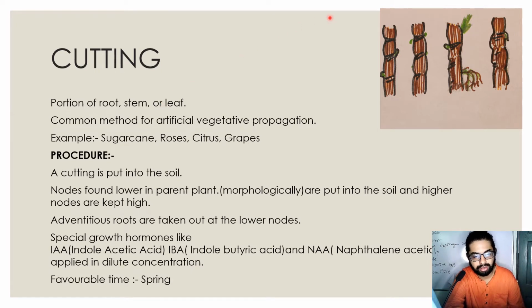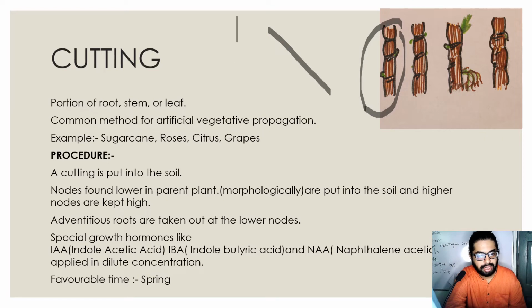Now let me talk about the procedure. This cutting is actually taken from a parent plant. Let's say this is the parent plant. From this parent plant, this cutting has been taken, and this cutting is now put into the soil. The nodes, these are the nodes, a junction, which are found lower in the parent plant morphologically, are put in the soil, while the higher nodes are kept high.